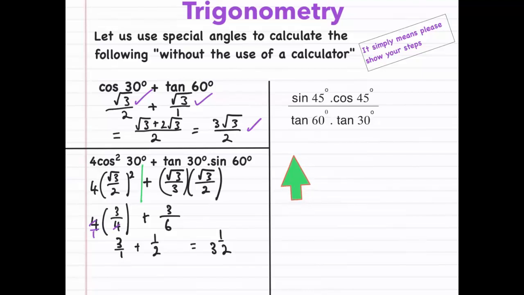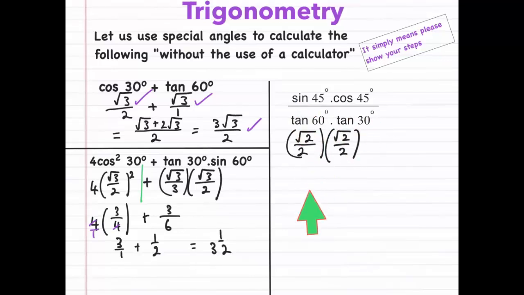So again, we want to use our triangles to find the special angles, but we can actually use our calculator. We just have to show our steps, right? So the sine of 45 degrees, that's square root 2/2. So we have the square root 2/2, and then we are multiplying with the cosine of 45 degrees, and the cosine of 45 degrees is also square root 2/2. Okay, that's the top part.